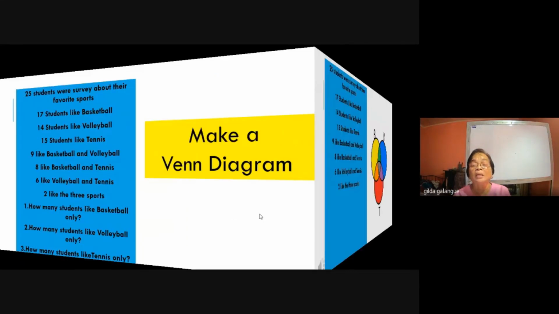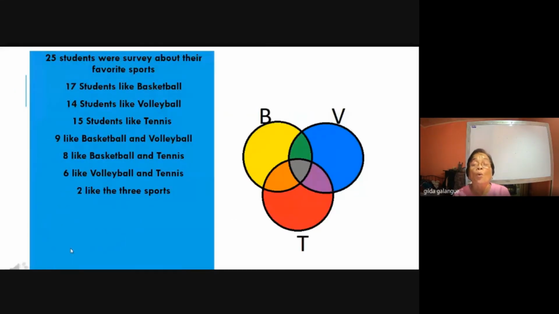So again, in this particular example, we need to start at the bottom. So this is 2 like the 3 sports. Since 2 like the 3 sports, we are going to place 2 in the gray color. Now we have the next. 6 like volleyball and tennis. We have 6 volleyball and tennis. What is missing here to make it 6? The missing number is 4.